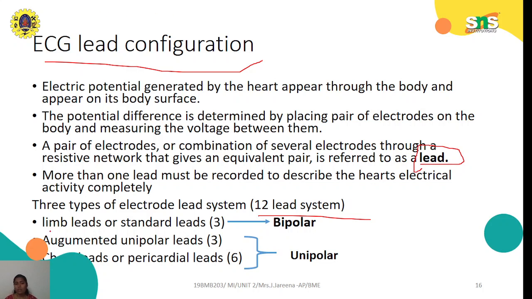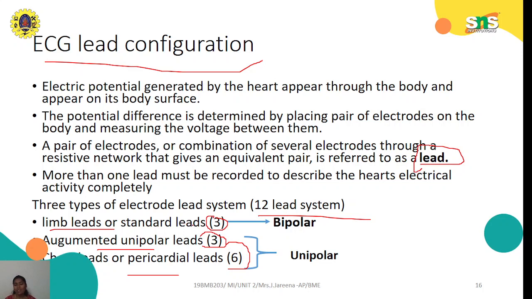Here you have three major types: limb leads or standard leads, augmented unipolar leads, and chest leads or pericardial leads. For the limb leads or standard leads you use three electrodes. For the augmented unipolar leads, again you use three electrodes, and for the pericardial or chest leads, you use six electrodes. So 3 plus 3 plus 6 is equal to 12. That is the reason the ECG lead configuration is nothing but the 12 standard lead configuration.